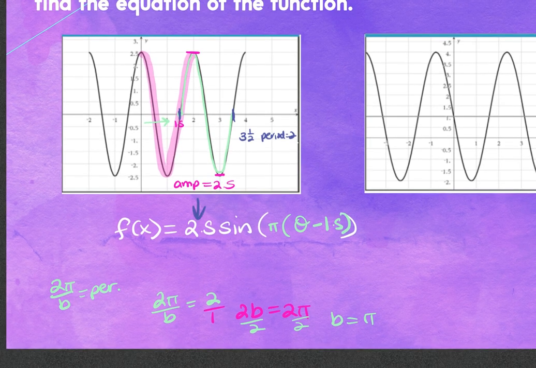So first part, amplitude, b affects your period, 2 pi over that would be your period, and then inside the parentheses would be your horizontal shift or your phase shift, and again it's to the right 1.5, so we subtract 1.5.